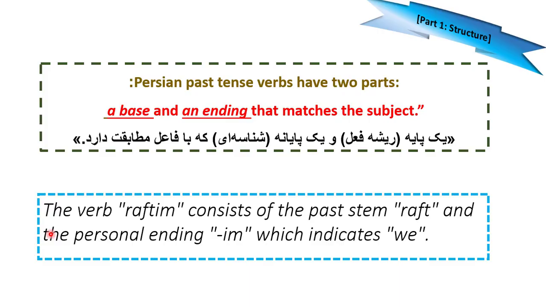Part 1, the structure of the simple past in Persian. Persian past tense verbs have two parts, a base and an ending that match the subject. یک پایه یا ریشه فعل و یک پایان یا شناسه که با فاعل مطابقت دارد. The verb رفتیم consists of the past stem رفت and the personal ending im, which indicates we.